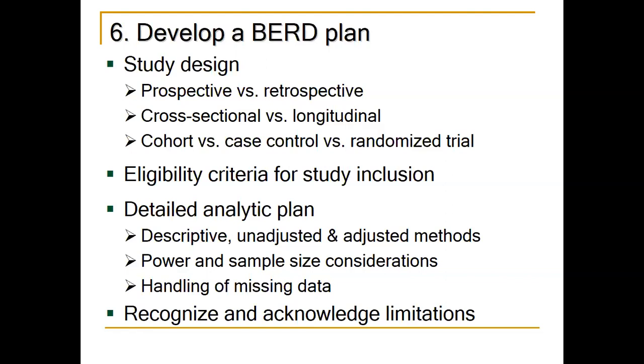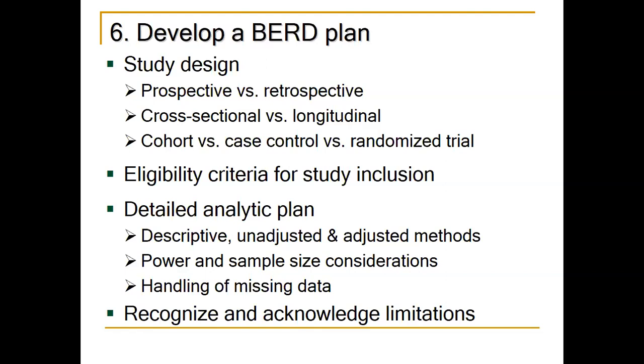And a detailed analytic plan, starting with descriptive and unadjusted, as well as adjusted methods, power and sample size considerations, handling of missing data, which I think is really, really important in the work that we do. There's a lot of missing data. If you only have data from half of your folks and you analyze it, not explaining how you handle the missing data from the other half, how do you really draw inference from half your population that you sampled?